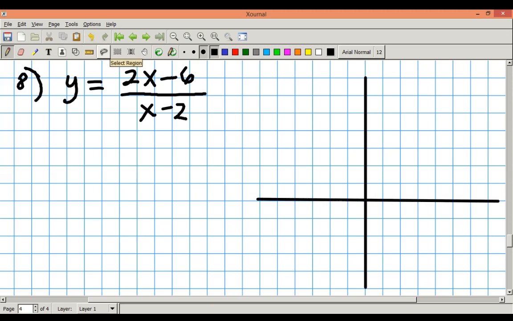So the vertical asymptote is where you divide by 0. Well, that's when x is 2. You can see from the bottom of that equation, if x is 2, you're going to divide by 0. So you're going to have a vertical asymptote there.